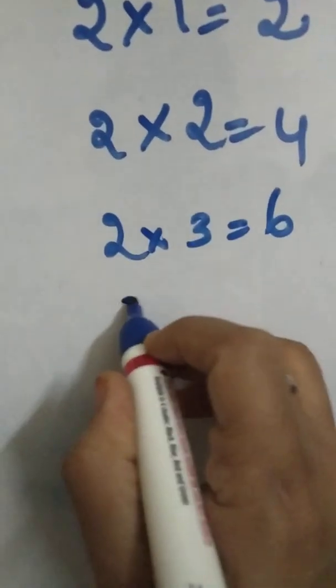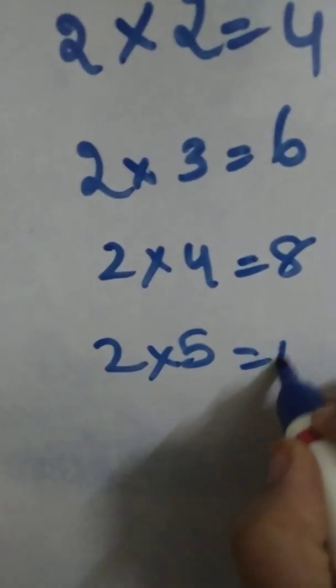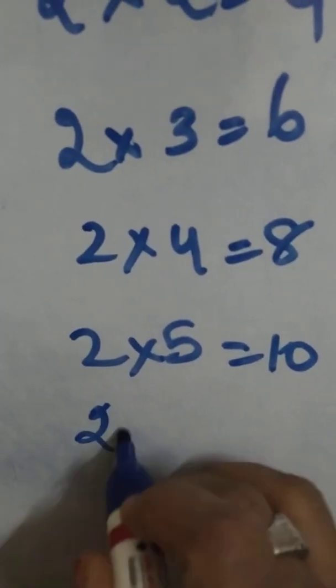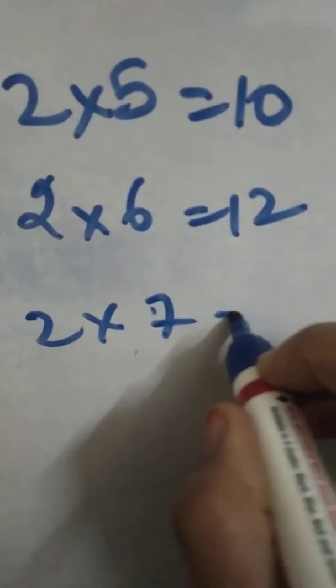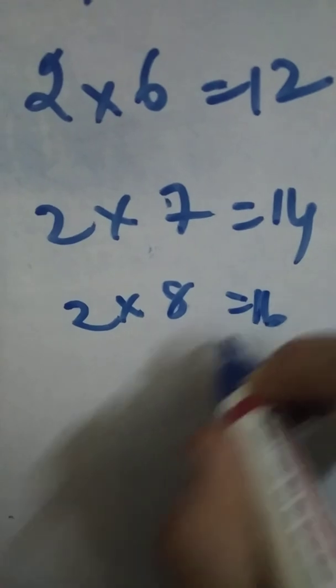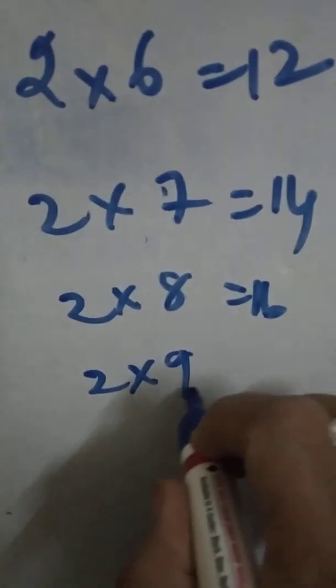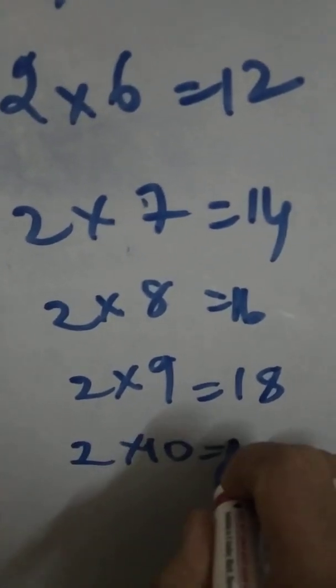If you check here, 2 ones are 2, 2 twos are 4, 2 threes are 6, 2 fours are 8, 2 fives are 10, 2 sixes are 12, 2 sevens are 14, 2 eights are 16, 2 nines are 18, 2 tens are 20.